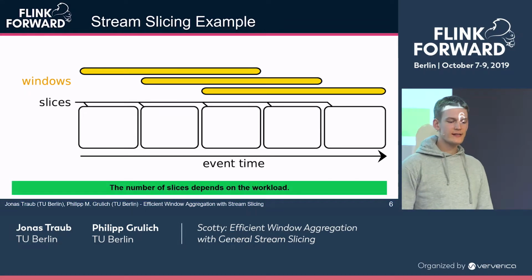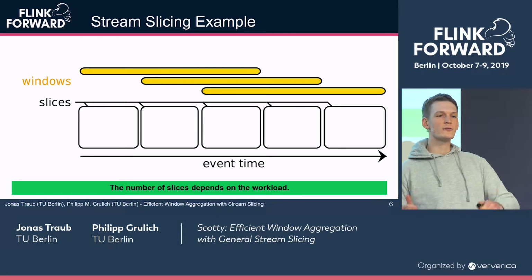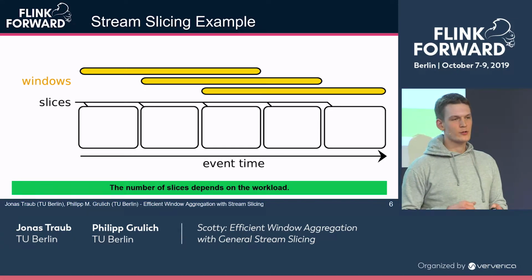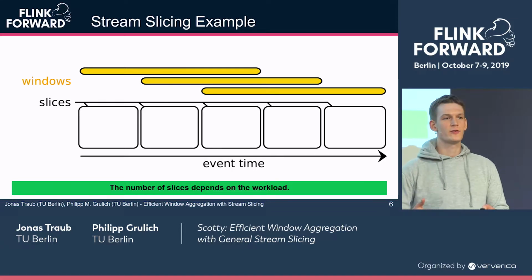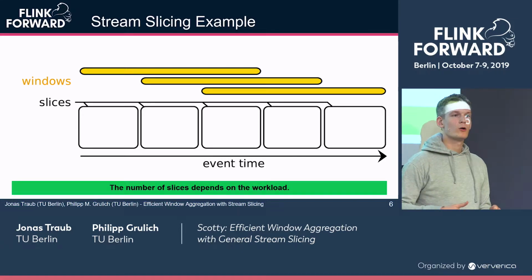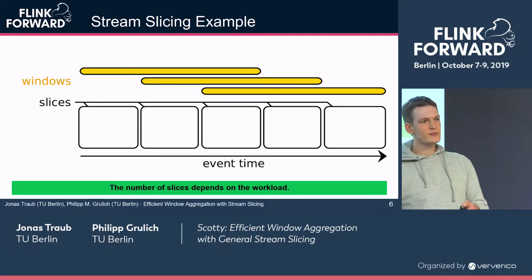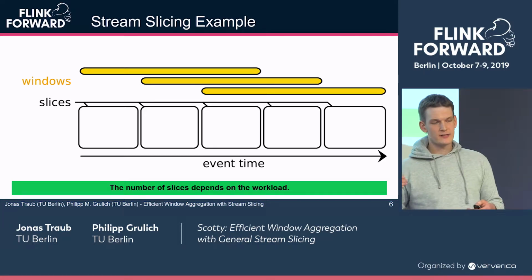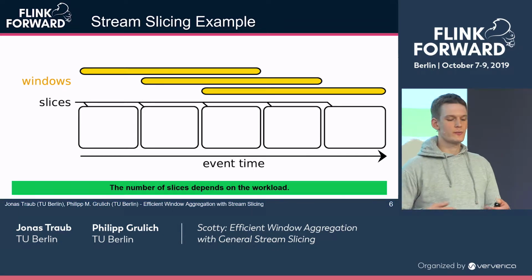The idea of slices now is to divide the stream in those non-overlapping chunks, so every time a window begins or ends, we also start a new slice, which means that the number of slices depends on your workload, so on the windows you define, not actually on the amount of input data you process. And that's quite nice, because you can very well predict how much state you need and how much you have to write to your state backend, so it gives you quite deterministic query performance.